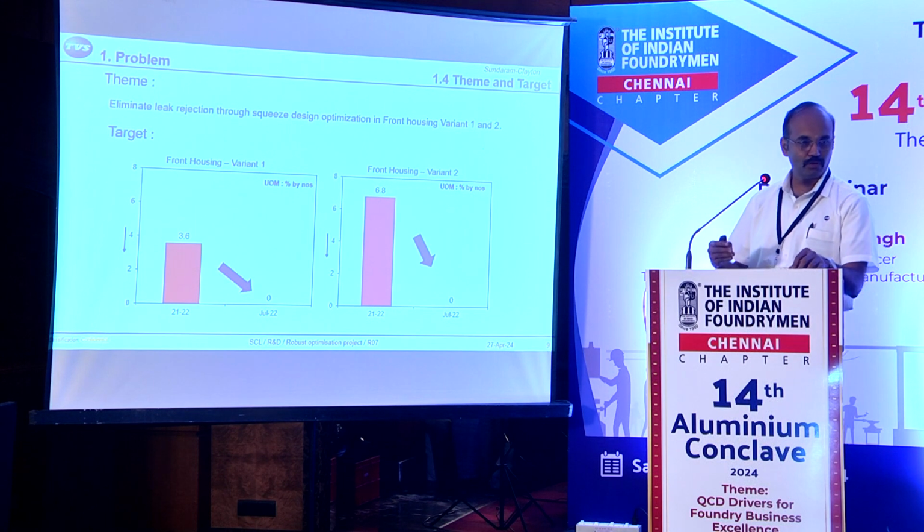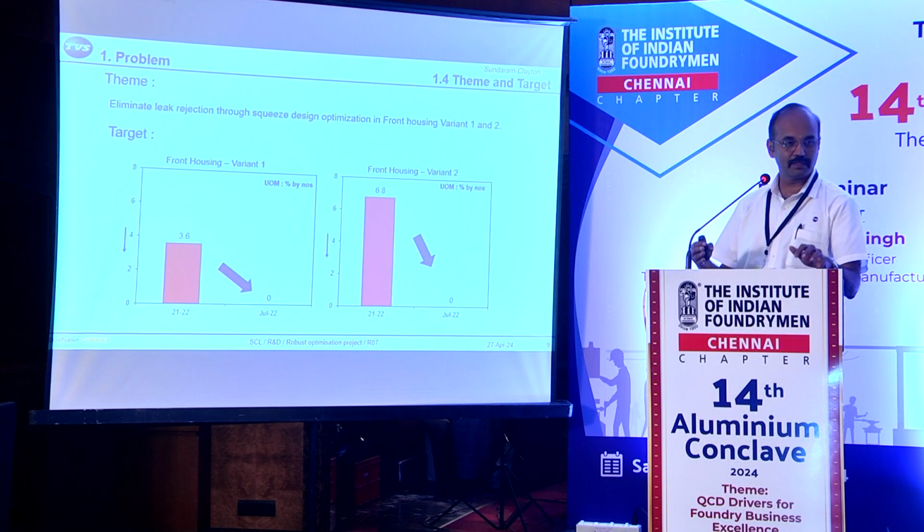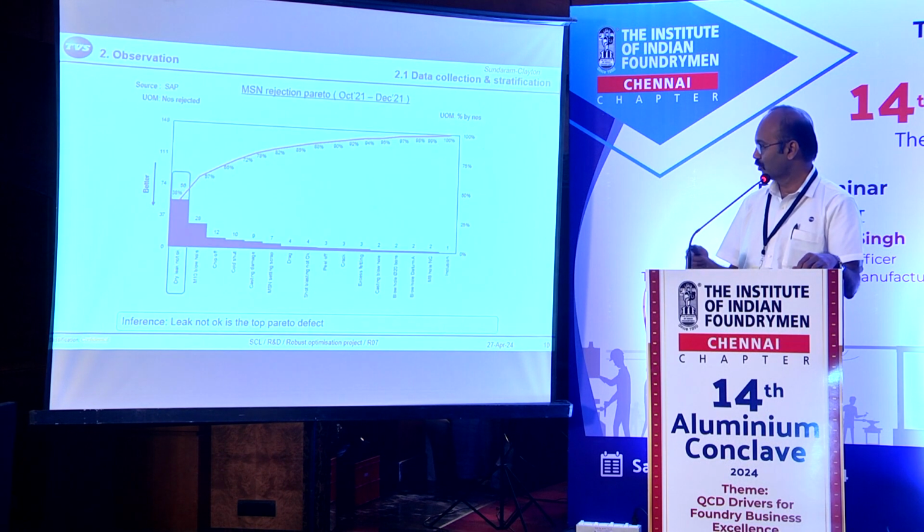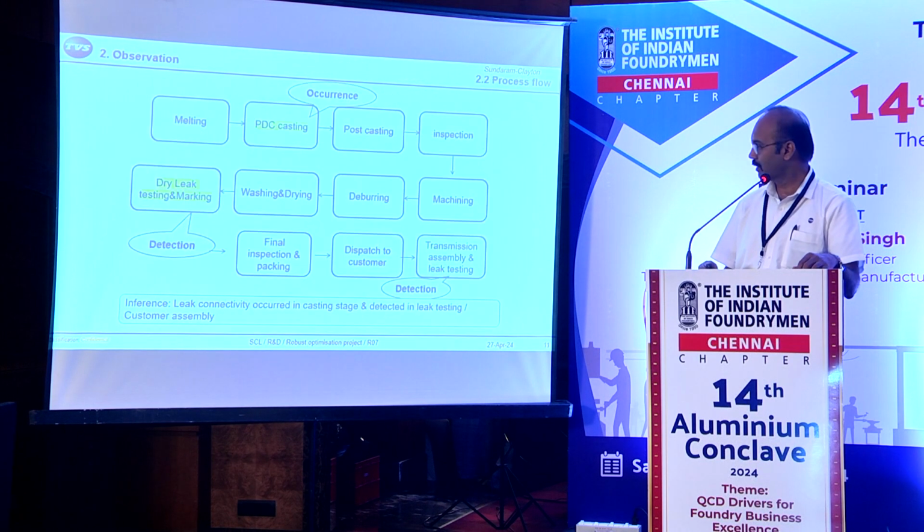So we took a target to reduce or eliminate this rejection using a technique called squeeze, which one of our previous speakers also mentioned. It is one of the techniques to reduce shrinkage porosity in die casting. So we take the first Pareto part, that is the leak.